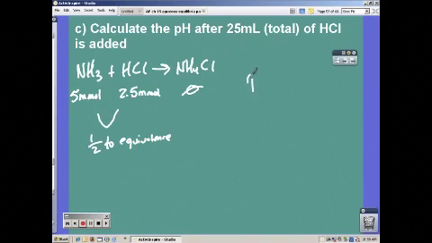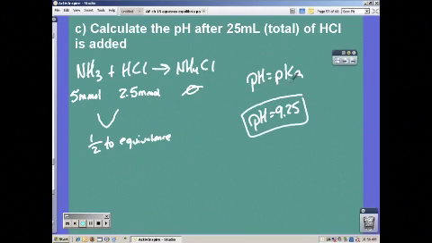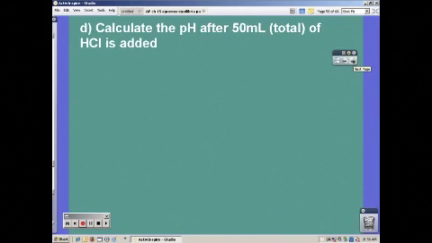Again, if you didn't notice this, you could still solve it out. You'll get the same answer, you just do more work. If you're halfway to equivalence, pH has to equal pKa. We calculated our pKa in the last problem, which was 9.25. So try this one, restart when you think you have it.